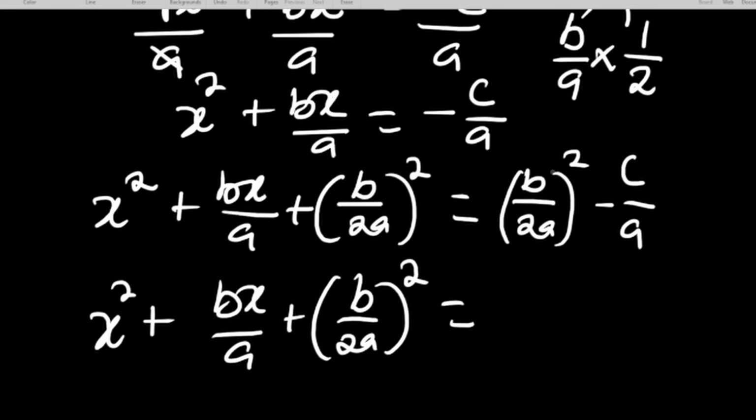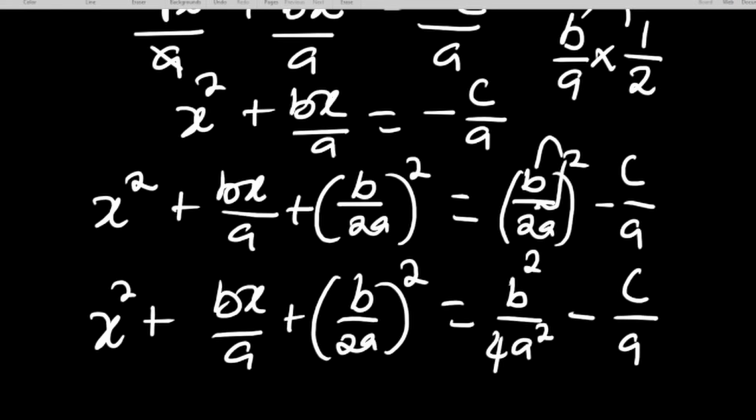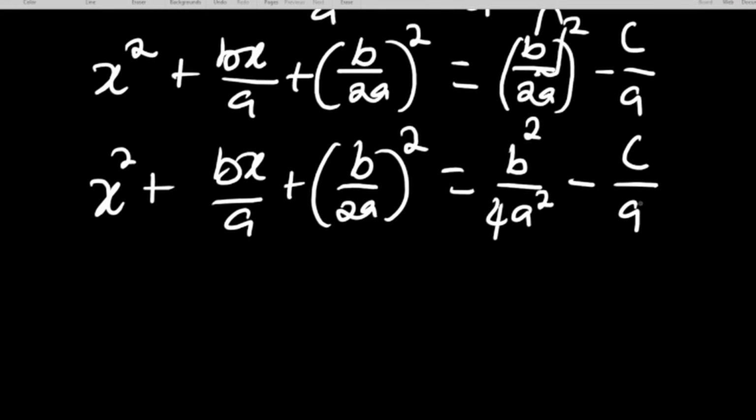Now this is equal to, let's distribute the square on everything inside the bracket for the one on the right hand side. So the square goes to the b and also goes to whatever you have below. Now b raised to the power 2 gives us b squared over 2 raised to the power 2 is 4, and then a raised to the power 2 is a squared. Then we have minus c over a. Next up, let's simplify our right hand side.